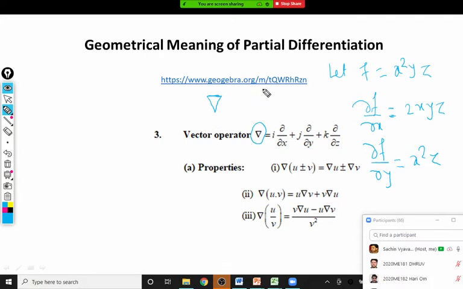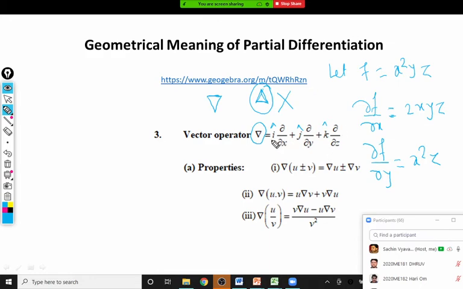Some of the students use this symbol for the del operator, and that is not correct, remember. Here the vertex is on the down side and the base is on the top, so it is like a del operator. This is the Greek symbol, and it is given by i times dou by dou x plus j times dou by dou y plus k times dou by dou z. This is actually a vector operator because it involves partial differentiations.